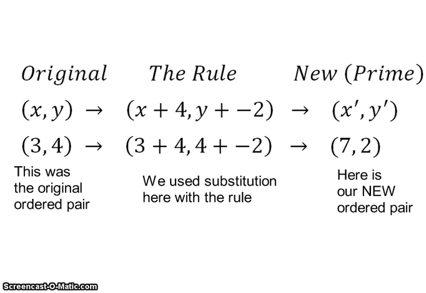The original comes first, the rule comes second, and the new figure comes third. And they call the new figure the prime figure. So for instance, it was 3, 4. You'll notice that I took the 3 from the x and I substituted in here. Then I took the 4 and I substituted in here. All I did then was computation. 3 plus 4 is 7. 4 plus negative 2 is 2. 7, 2 is our new ordered pair.